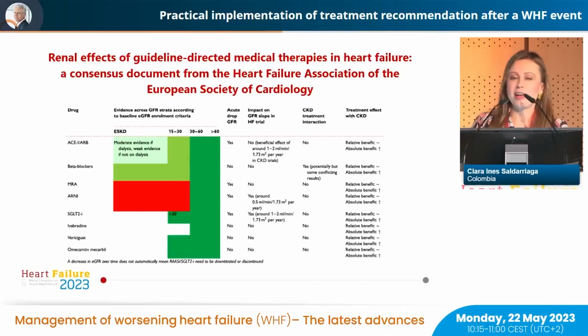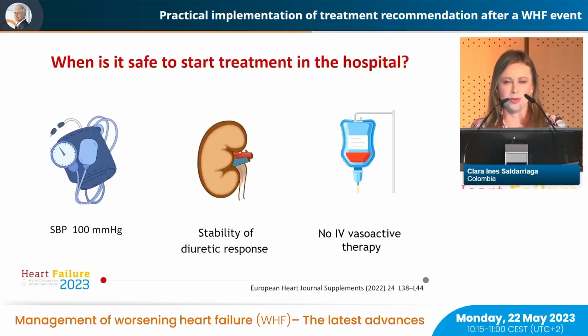This is another graph that I want to show you, just to remember that those patients with worse renal function, those between 15 and 30 glomerular filtration rate, had been excluded from most of the heart failure trials. But we have evidence with vericiguat down to 15 mL/min of glomerular filtration rate. So this is something good, that we can also improve the treatment of those patients with poor renal function.